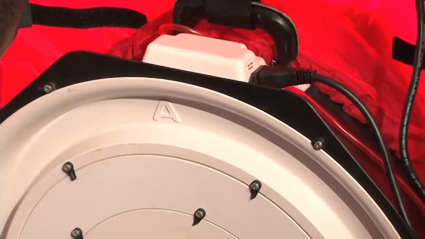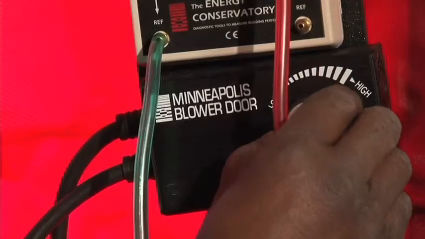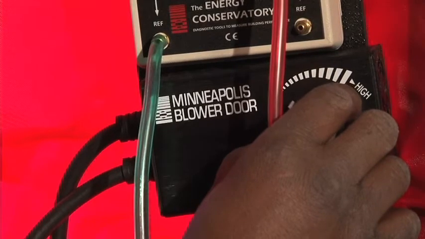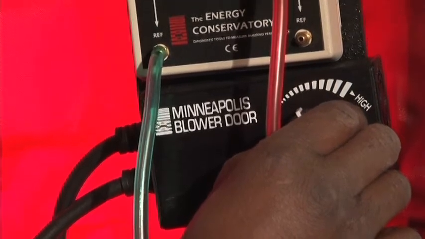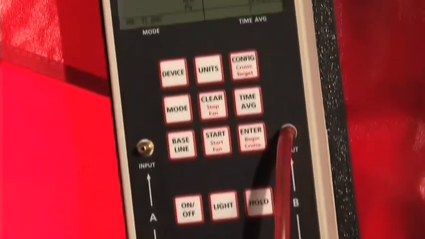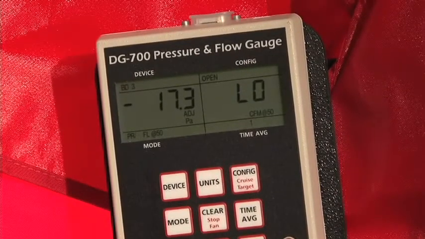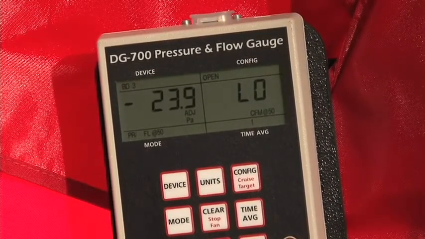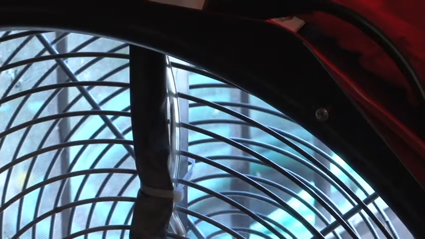Now we'll take the cover off the fan, and we're going to depressurize the house to minus 25 Pascal. Now our goal is minus 50, but we're going to stop at minus 25 to make sure that we're not doing any damage to the house.